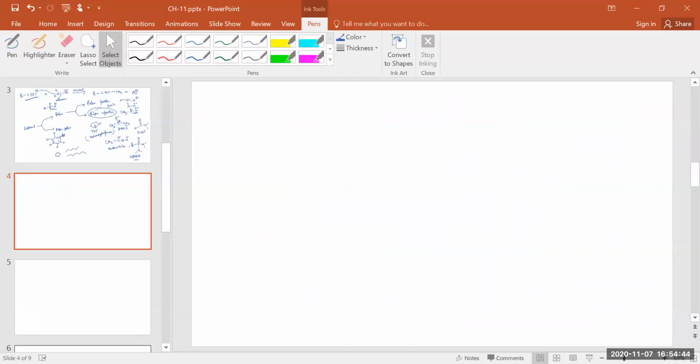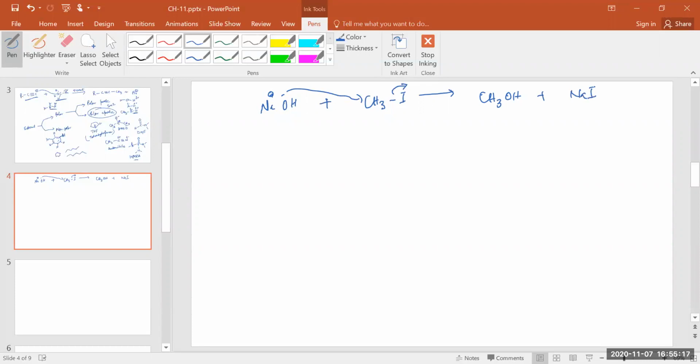Here I'll give you the example again. Let's say you are reacting sodium hydroxide plus methyl bromide or iodide. The reactive OH minus will react with the carbon and make CH3OH plus sodium iodide.